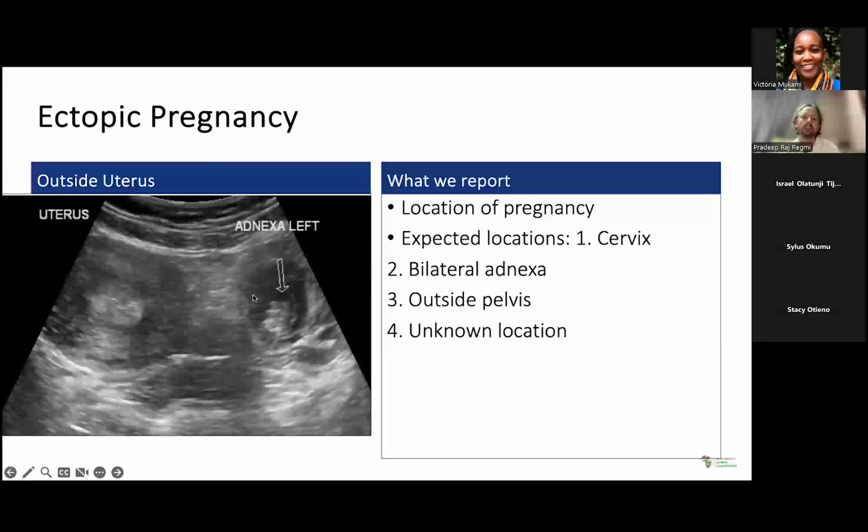So we suspect ectopic pregnancy in UPT positive pregnant ladies. The expected location of ectopic pregnancy can be either in the cervix or in the bilateral adnexa, meaning the sides of the uterus and outside the pelvis, or you cannot say whether it is ectopic or not, so this unknown location can be successively followed up after admission of the patient with ultrasound and transvaginal scan as well.